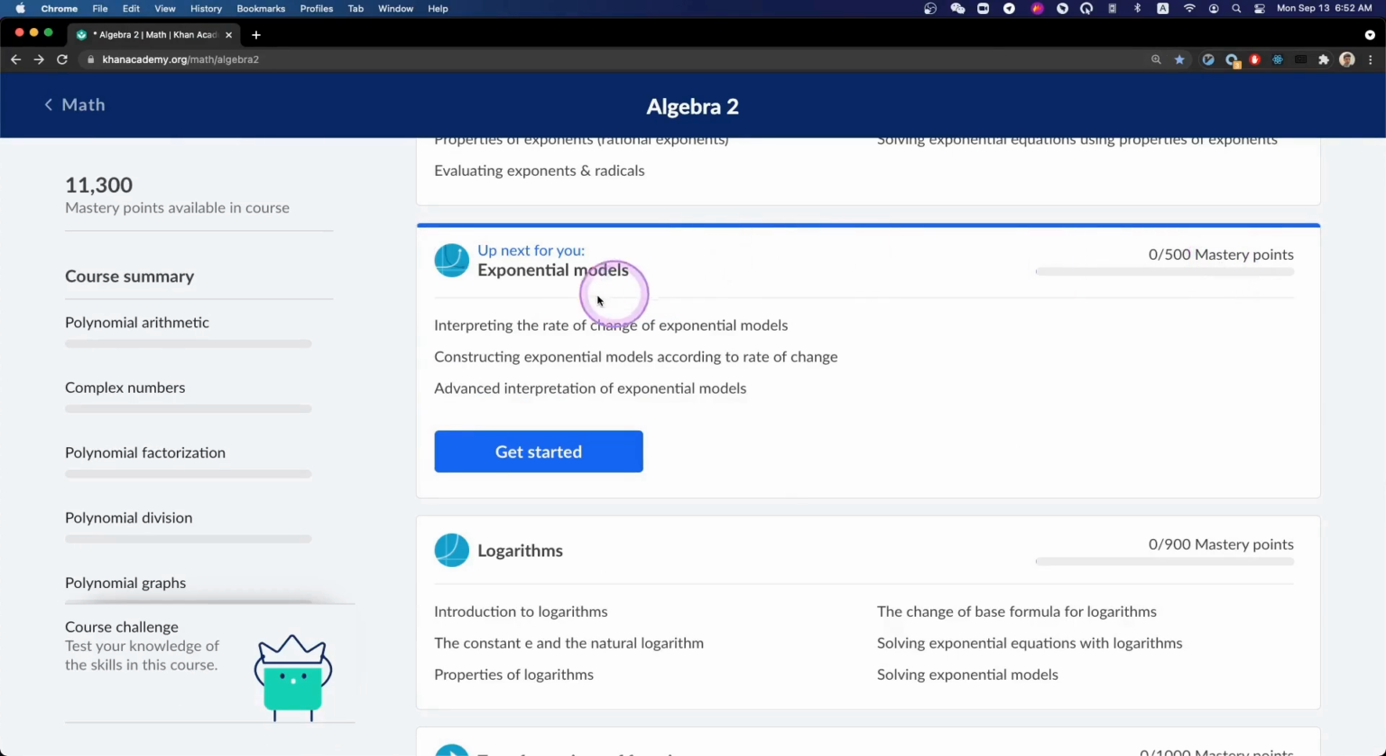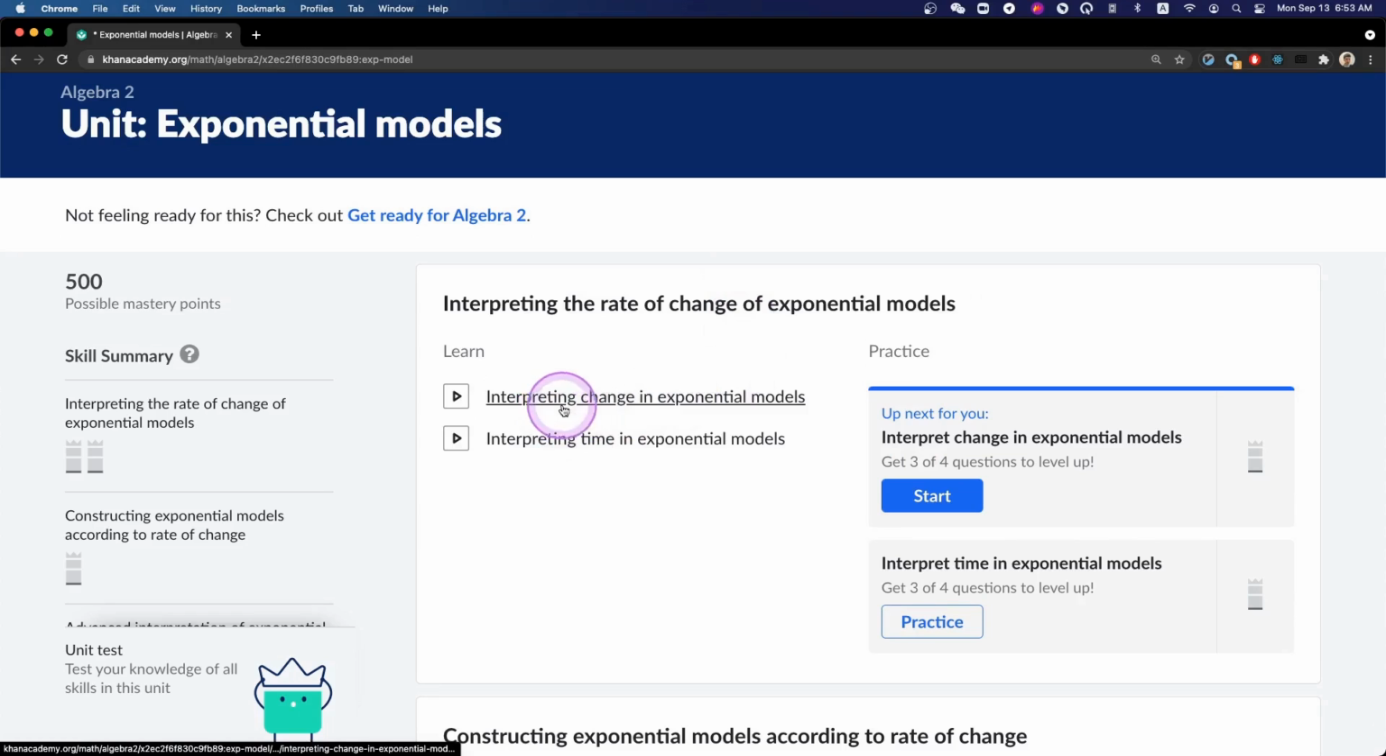Today we're going to learn the exponential models. I'm pretty sure I didn't learn that before. What is called exponential models? Interpreting change in exponential models.